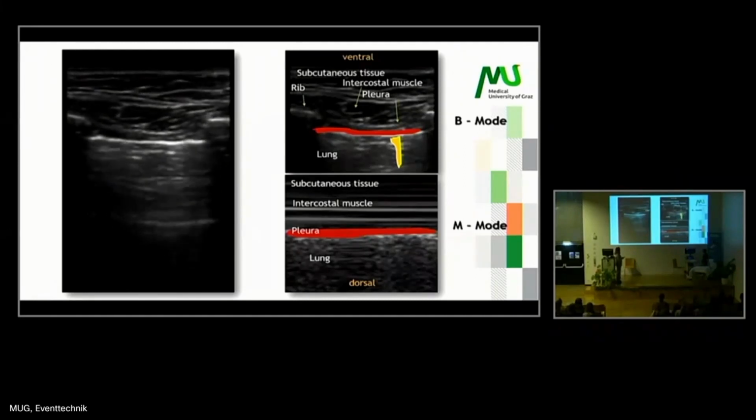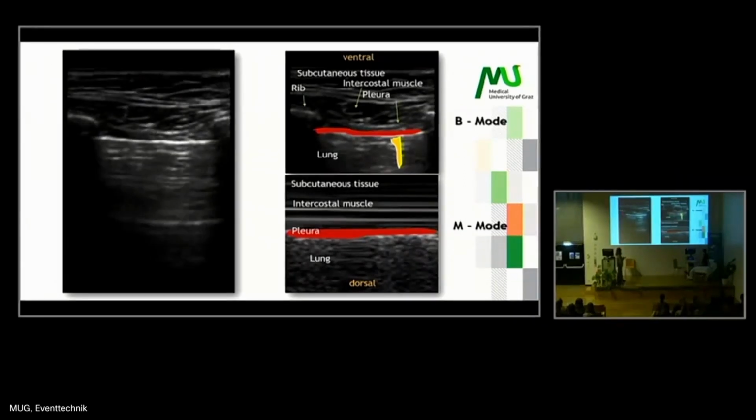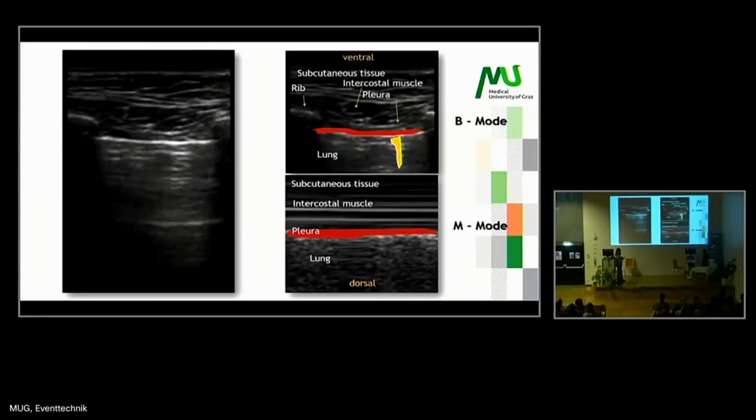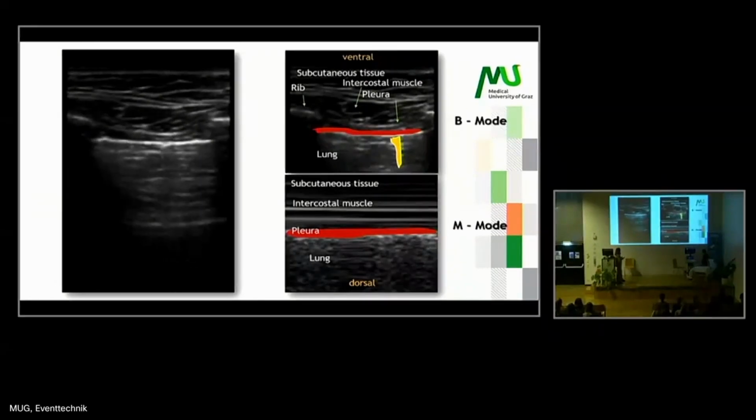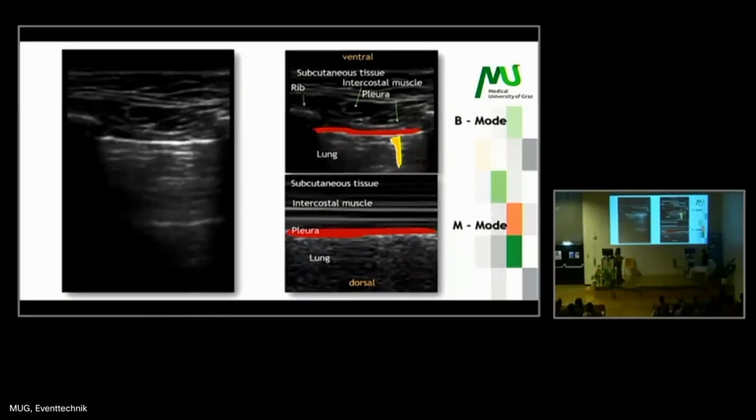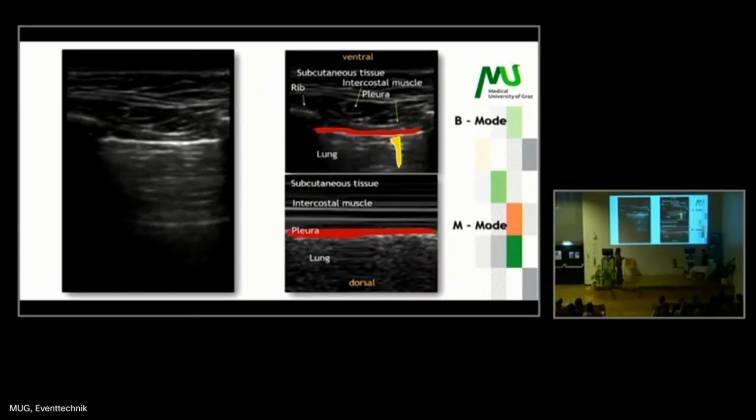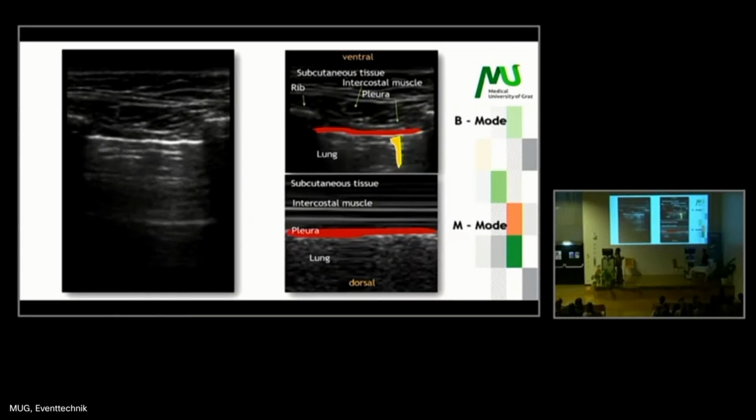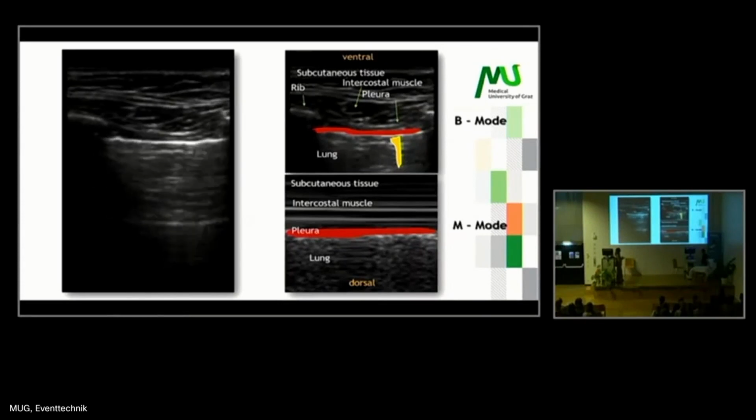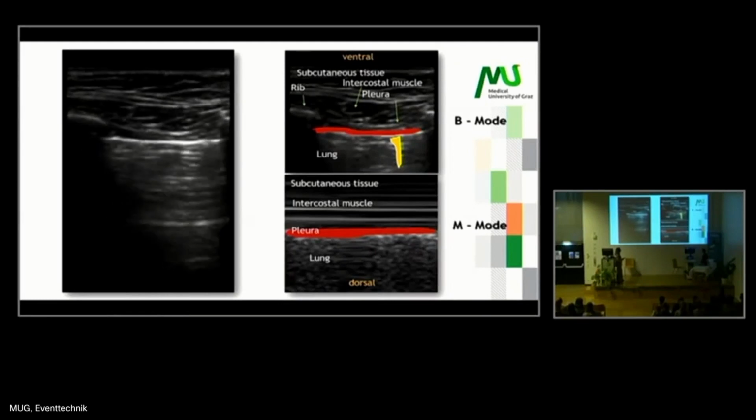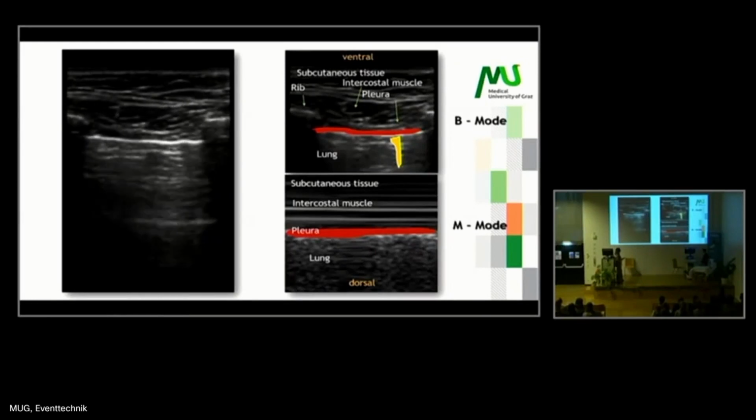On the left side, you see normal movement of pleura. So we have these B lines together with A lines. We're going to talk about it a little bit more tomorrow. But like a static image, you see the thorax wall, you see the ribs, you see pleura, and then the B lines. In M mode, you are seeing the same thing.